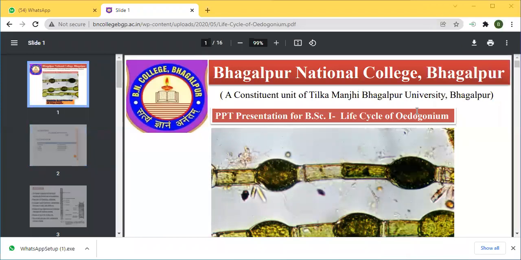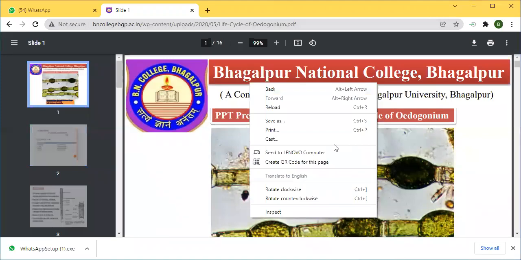See here, girls. In the last class, I started the topic in Unit 2, algae. Yes or no, girls? Yes, ma'am. మీకు algae class start చేశాను, కదా. Yes, ma'am. Algae, what topics are completed?